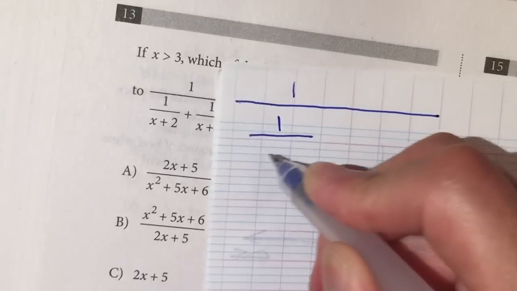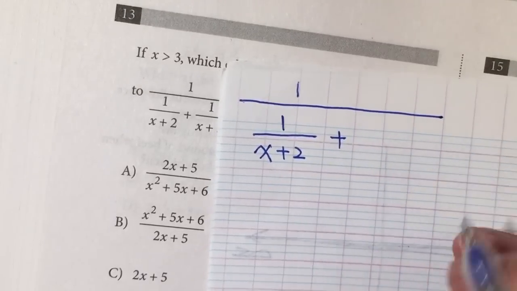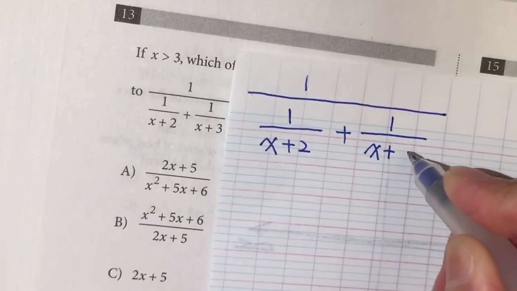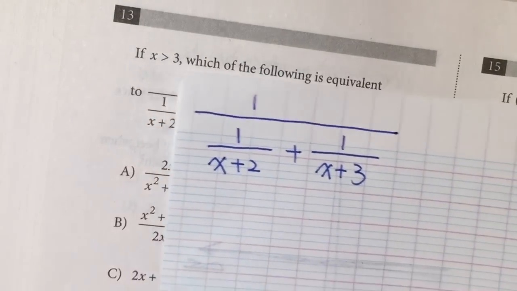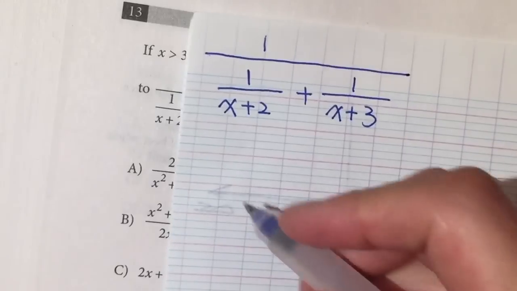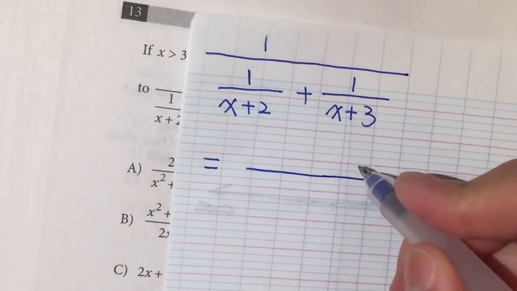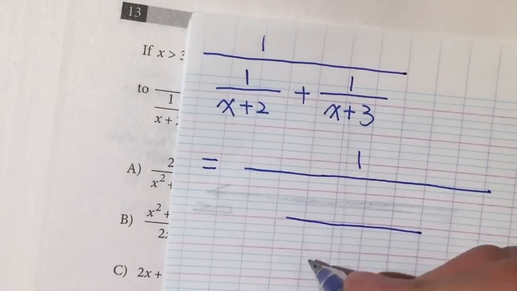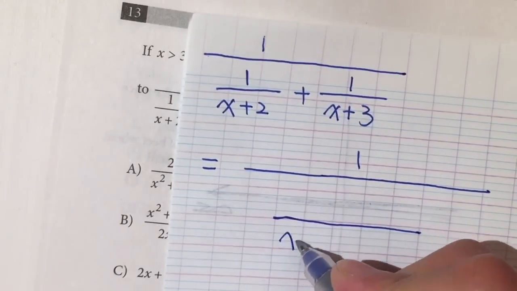Now I copy this problem, x plus 2, 1 over x plus 2, 1 over x plus 3. I am copying it exactly the same. So it equals the upper part, which I am not touching. I only work on the lower part. It needs to have the same denominator.